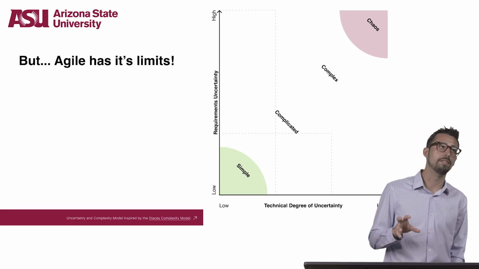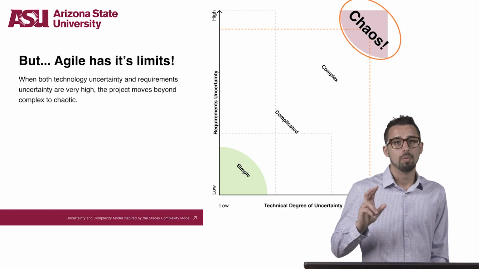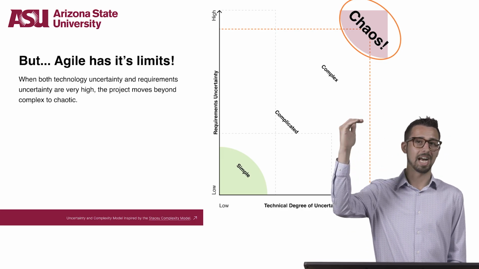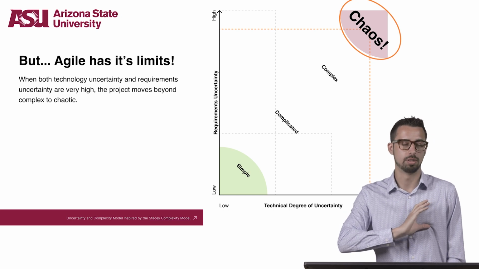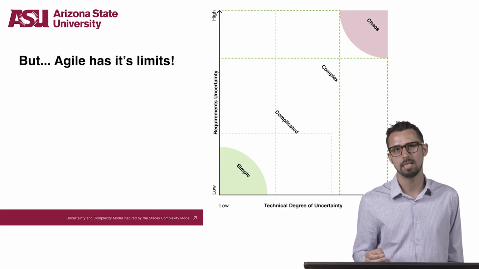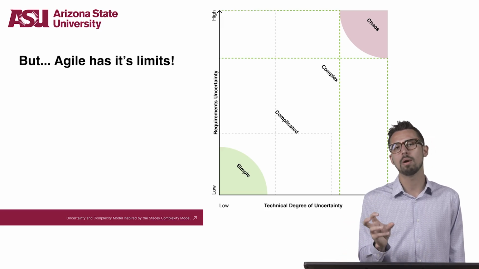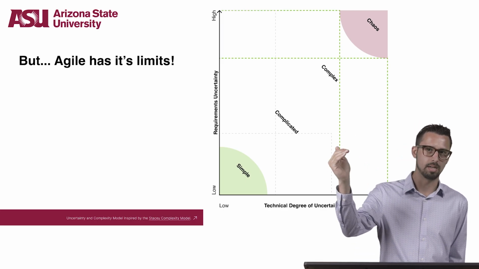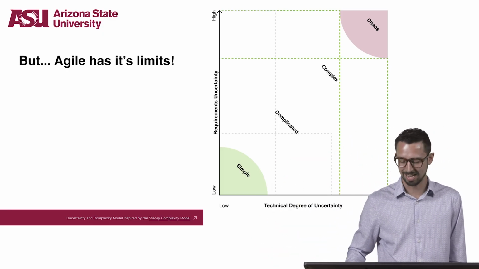However, iterative and incremental approaches have their limits of applicability. When both technology uncertainty and requirements uncertainty are very, very high, the project moves beyond complex and into just chaos. So, in order for the project to become reliably possible, it needs one of the uncertainty variables to be contained somewhere within the green boxes here. But as soon as we head northeast on this axis here, you're in chaos territory. You don't want to be there.